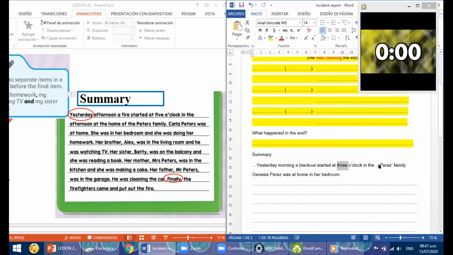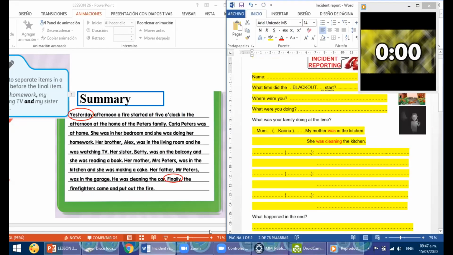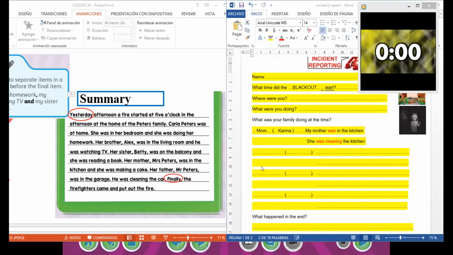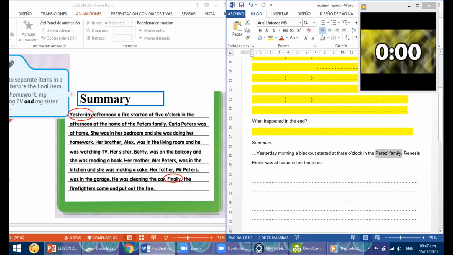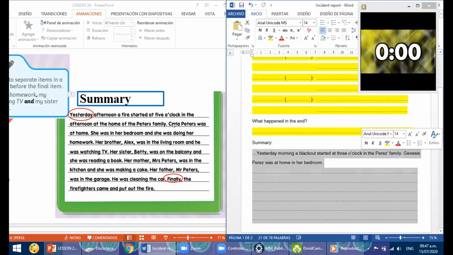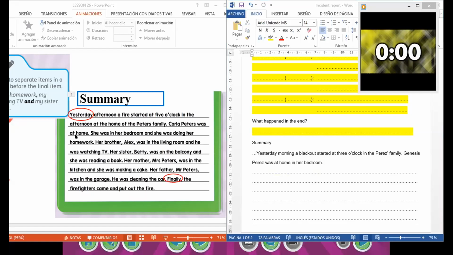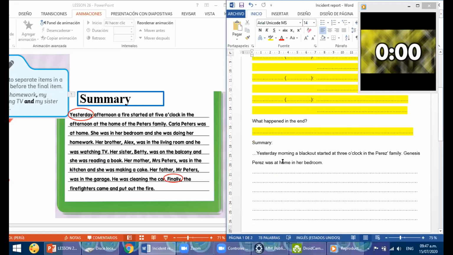In the Perez family, because this example is about Genesis, no? You write here the last name of your family. In the Cifuentes family, or in the Davila's family, or in Espinosa's family, okay? Because what happened, the incident in your house, okay? Then write your name, similar to this, your name, Carla Peters, was at home. Yeah, right, no? How about you? Genesis Perez was at home in her bedroom. She was in her bedroom and she was doing her homework.